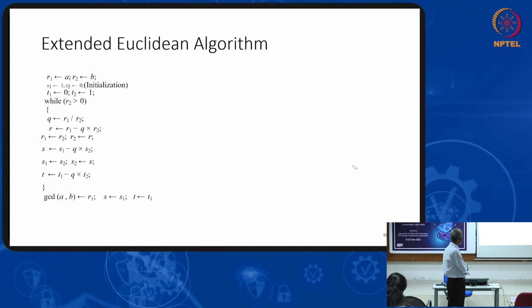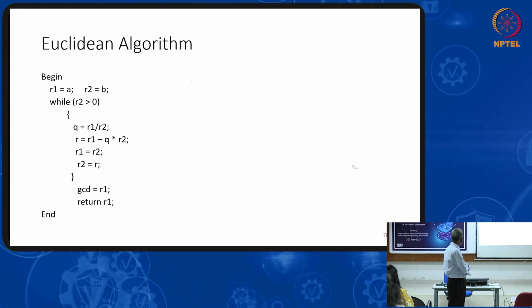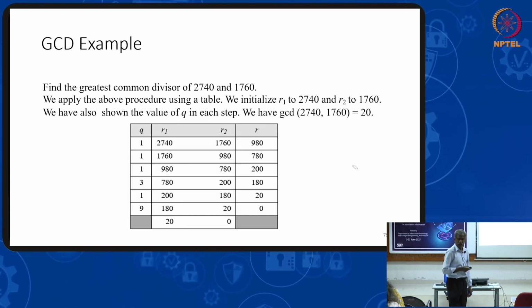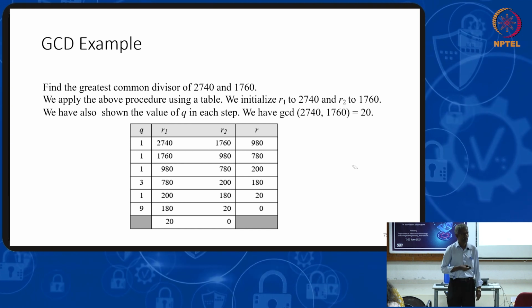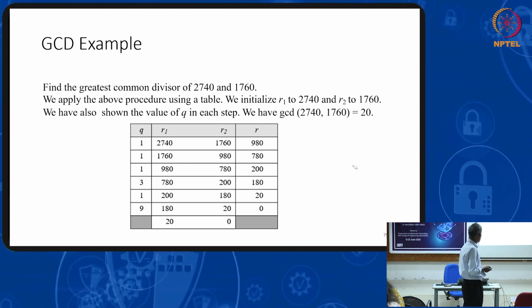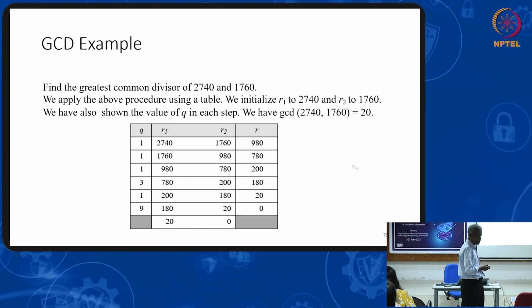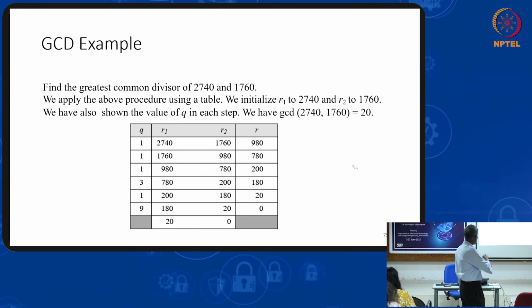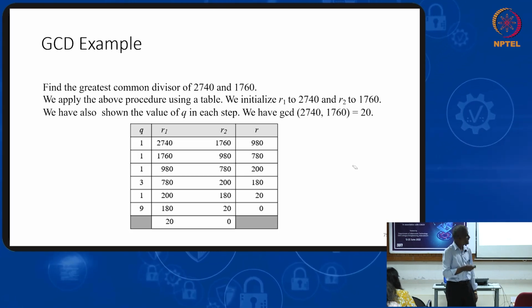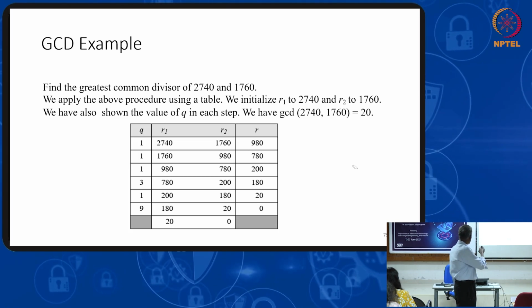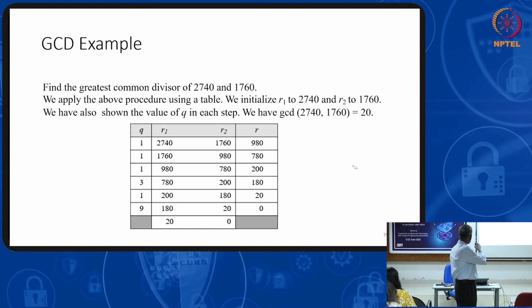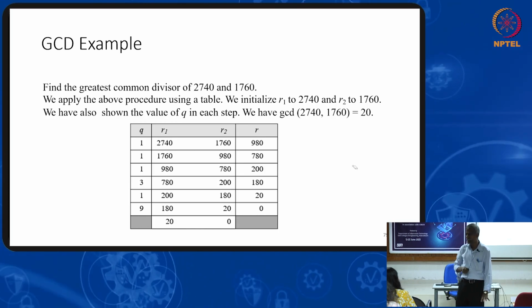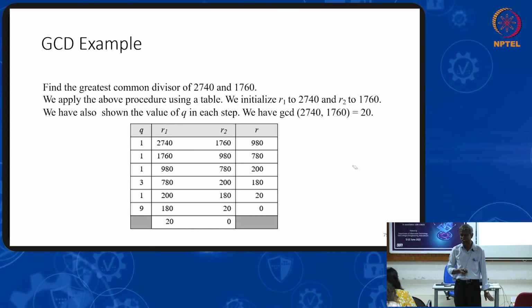The next step is Q equals R1 divided by R2. How many times does it go? One time it goes. What is the remainder? 980. Next time, this 980 becomes R2, and 1760 becomes R1. Repeating, finally we get 20. 20 is the greatest common divisor. It is an example for the algorithm.